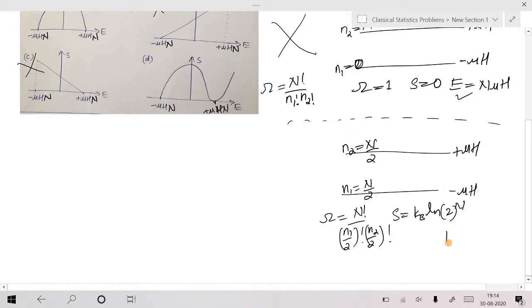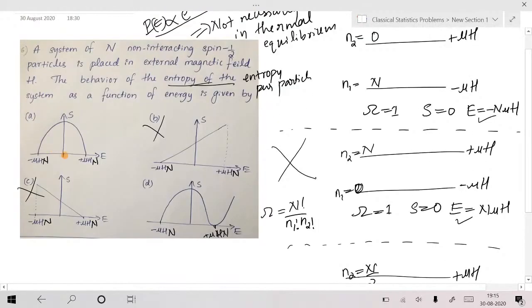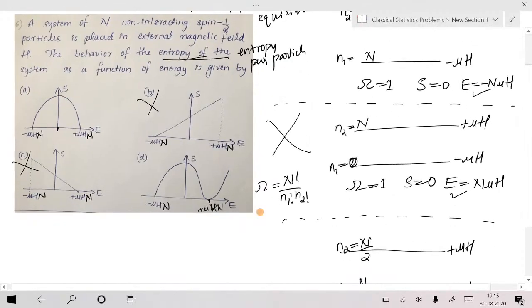And in this situation, your total energy is equal to n by 2 into minus mu h added with n by 2 into plus mu h, that's equal to 0. This is the maximum entropy situation. You got total energy 0, so your total energy is 0 when entropy is maximum. Again, the same thing happening here also.